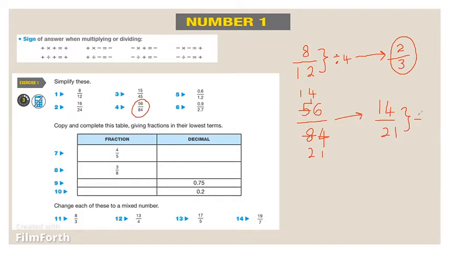When I divide 14 by 7, I'm getting 2. And 21, when I divide by 7, I'm getting 3. So 56 out of 84, when I simplify, I'll get 2 out of 3 as my simplest form, right? Okay, now that is how we simplify a fraction.